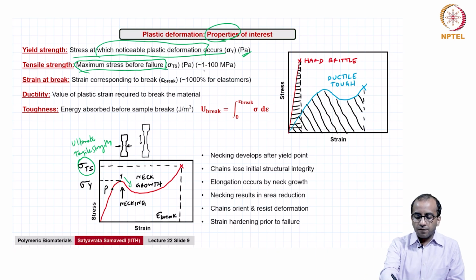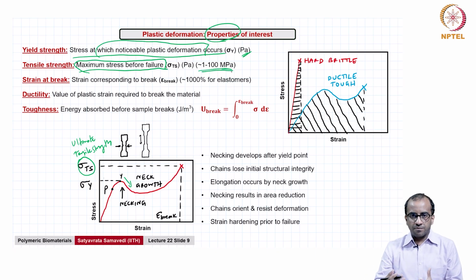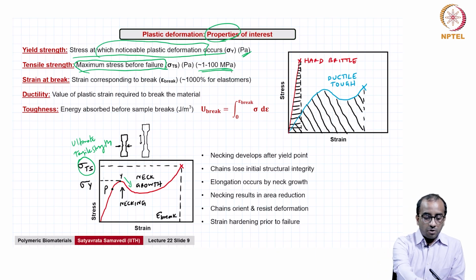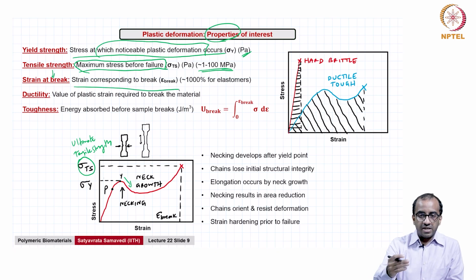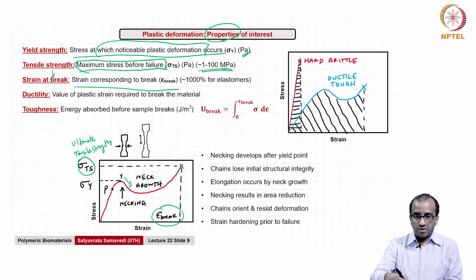And typically, you are talking of tens of, maybe hundreds of megapascals for this kind of a property. For modulus of elasticity, you can have even gigapascals, as we will see some examples towards the end of this lecture. You can have a third property called strain at break, which is simply the strain corresponding to when the material breaks or fails, given by epsilon sub break, at which the material has just failed completely. And this could be as large as 1000% for elastomers.